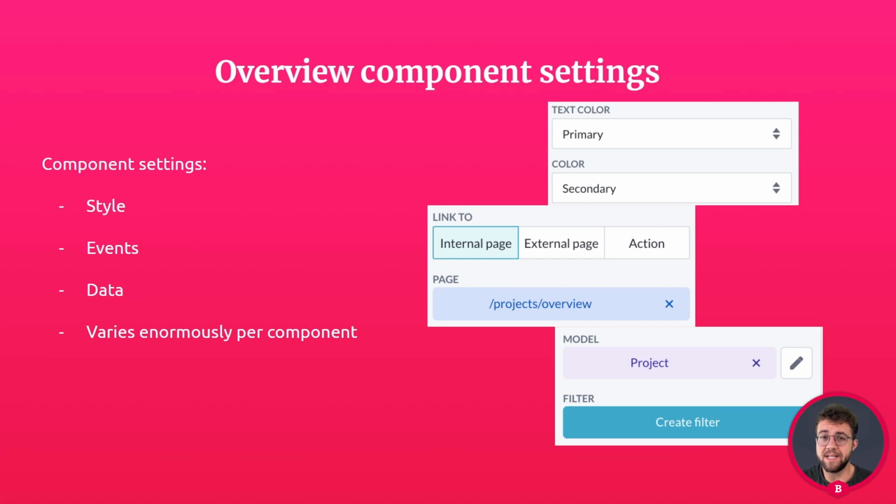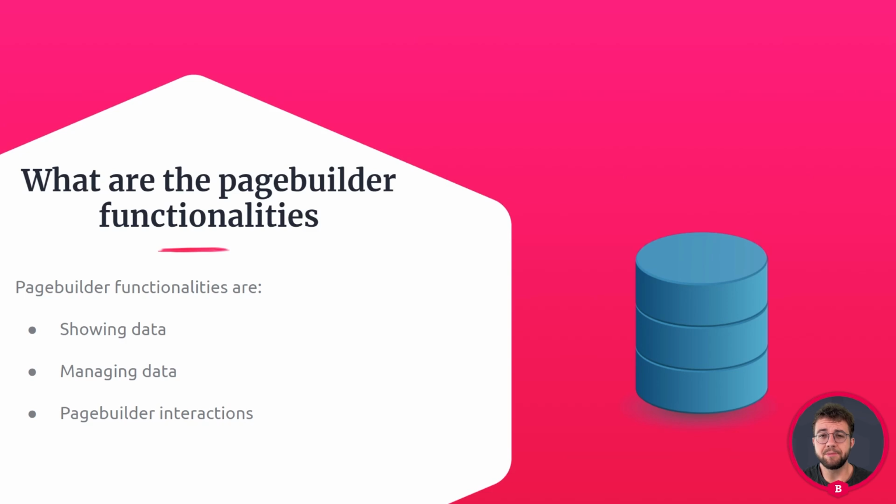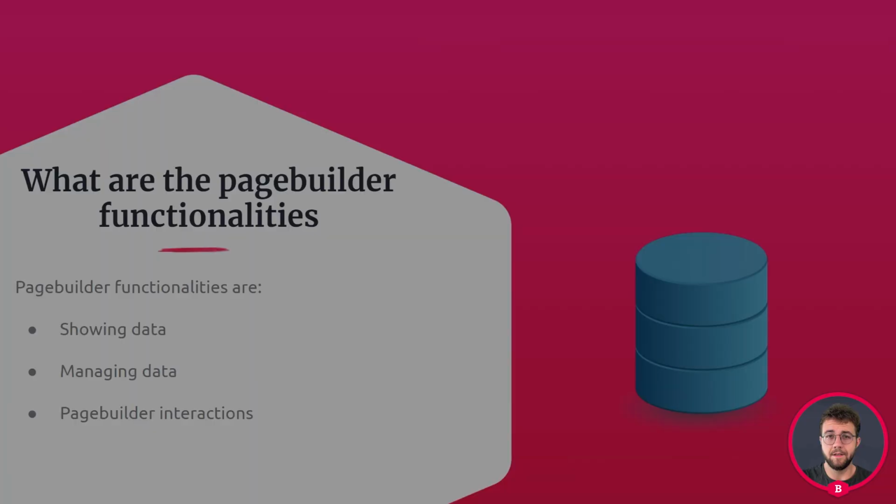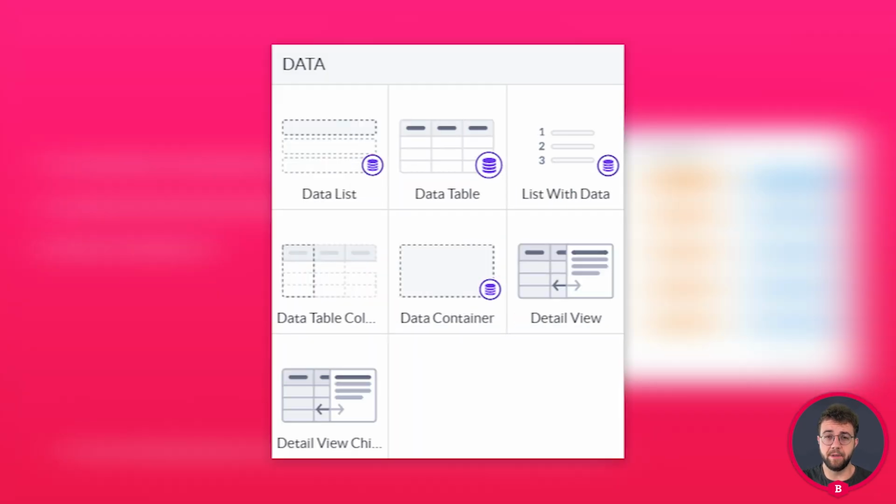With these components and settings, we can create more than just a wireframe. We can make them functional by combining this all together. So what are the Pagebuilder functionalities? These are showing data, managing data, and Pagebuilder interactions. And one of these items is the data component.